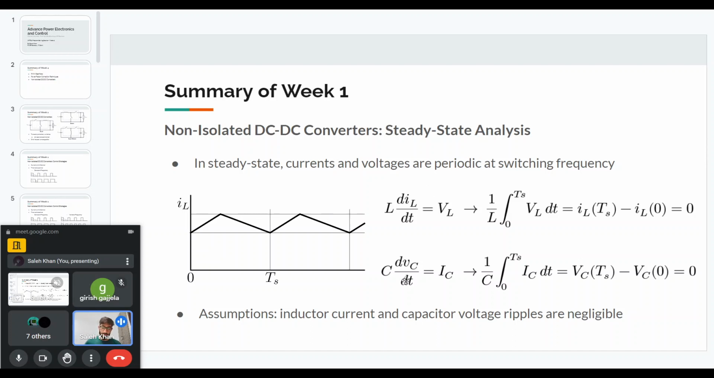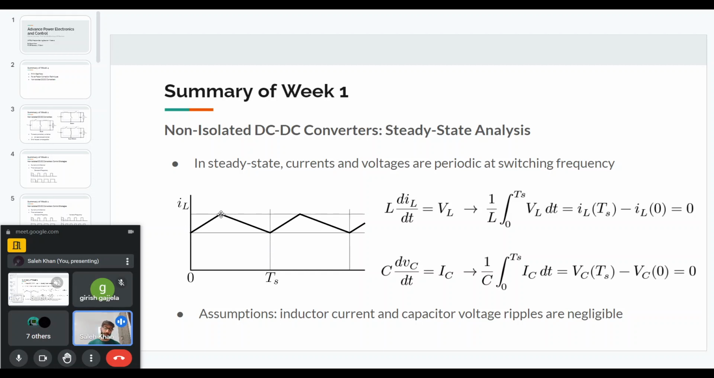So when we do this steady state analysis, as I will show for the buck boost converter, we will make some assumptions. One of the assumptions is that the inductor current and capacitor voltage ripples are negligible. If you see the inductor current in CCM, it will have some ripple. It has some average, and on that average, it has some AC component, or what is called the ripple. So it goes from some minimum value to some maximum value.